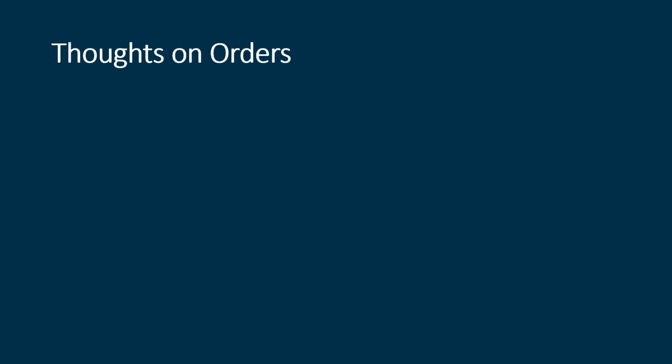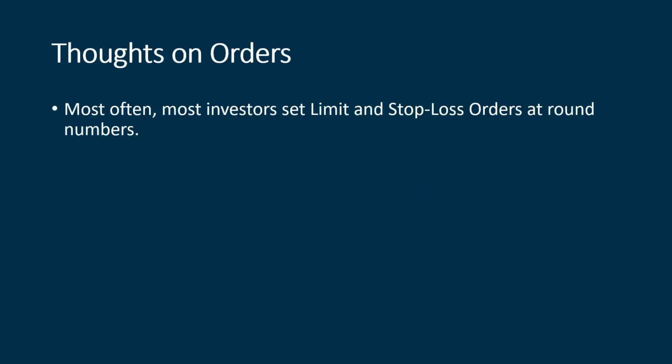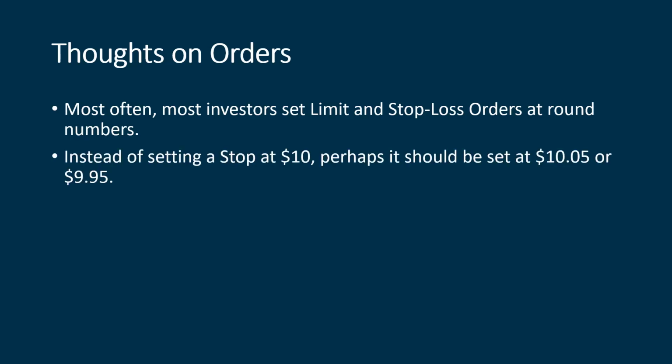So what are some thoughts that I have on orders? Most often, most investors set limit and stop loss orders at round numbers. So if you want to get into a stock and you place an order at 10, well, there's a million other people that also want to buy it at that price, and they're all lined up to buy at a round number. Instead of putting a stop or buying something at 10, you might want to consider putting your order in at $10.05 or $9.95, a little bit off of a round number.